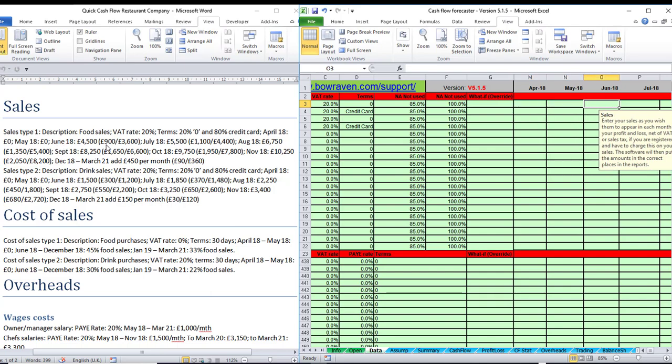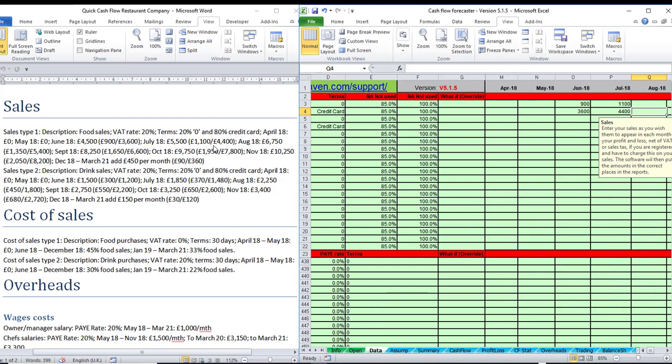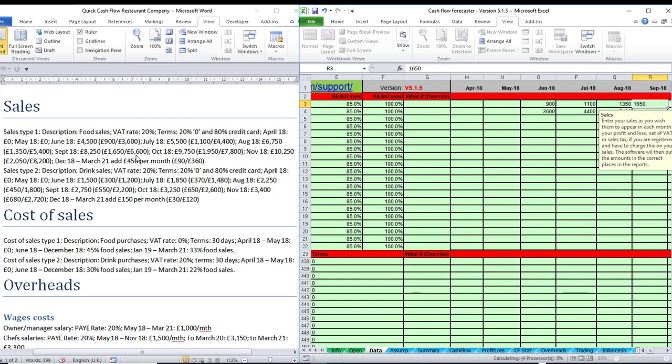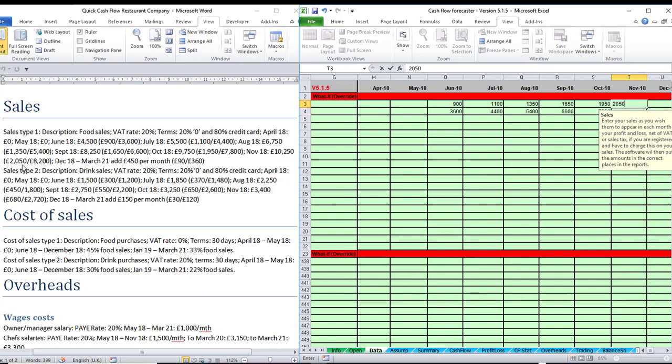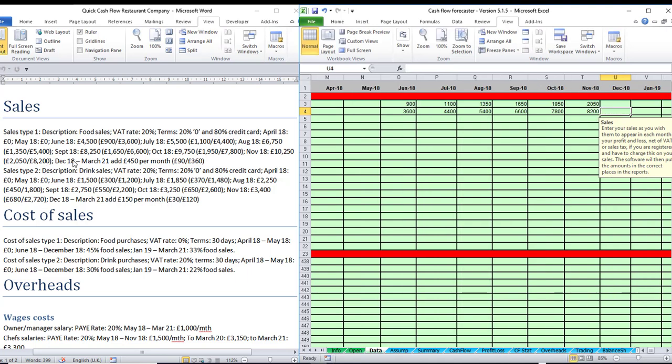So I'm going to move across to June, and then I'm going to split these between the cash sales of, in this case, 900 and 3,600 for June, and I'm just going to go across and enter those just very quickly. So 900, sorry, moving across to July, 1,100 and 4,400, August, 1,350, 540, September, 6,600. Now I can enter October, and November, and then December to March 21, to the end of our 36-month period or 3-year period.